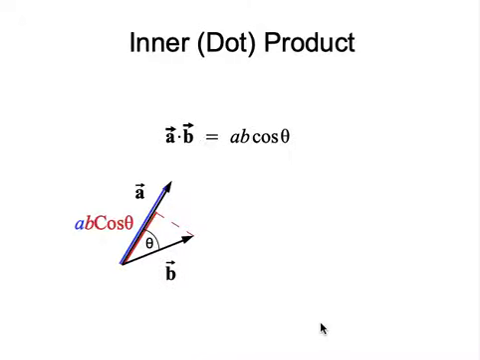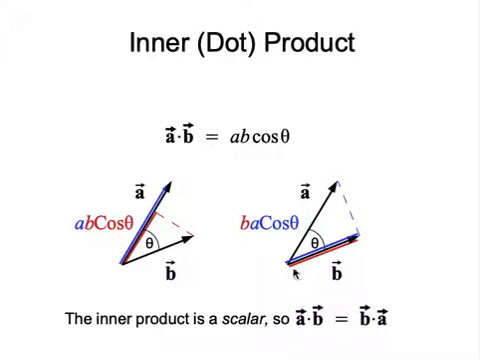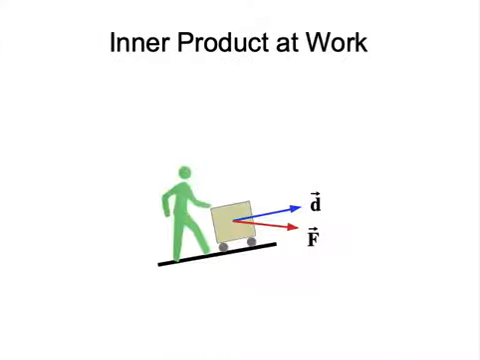The other way to define the inner product is by projecting one of the vectors onto the other. Here we have a times the projection of b, or b cosine theta, or we could have b times the projection of a, which is a cosine theta. The inner product is a scalar, so a dot b is going to be equal to b dot a.